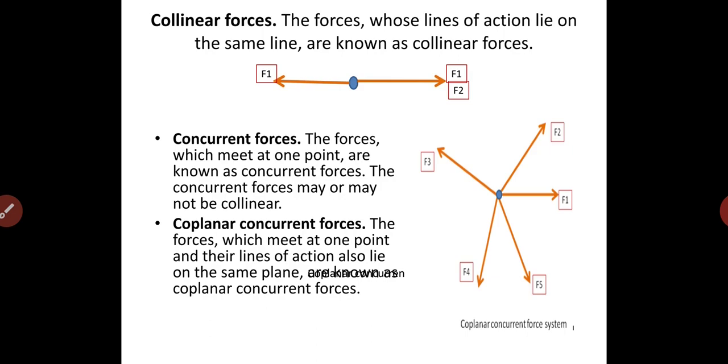This is the collinear force system. Forces F1 and F2 lie in the same line of action, on the same line, and are known as collinear system.